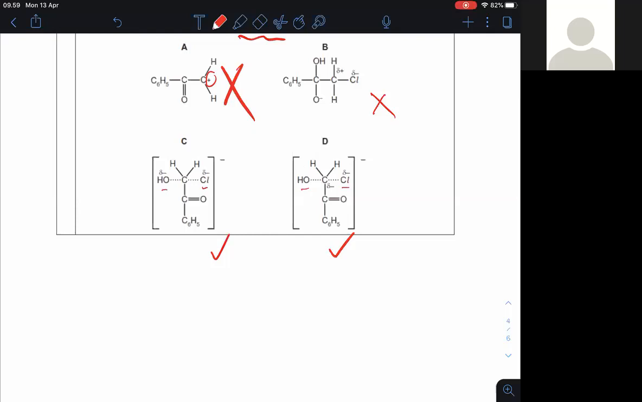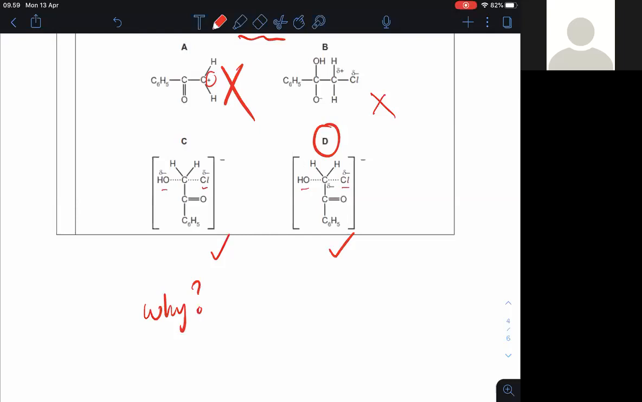C. Why? Because in D, the delta negative is on the C. It's supposed to be delta positive. So D is incorrect. But the answer, I'll tell you, the answer is D. Now, I'll tell you why.